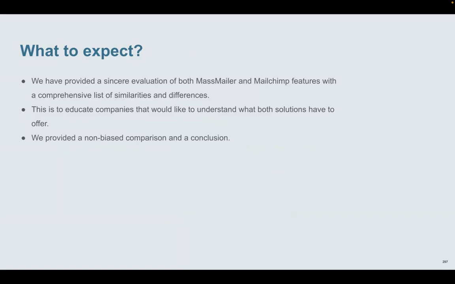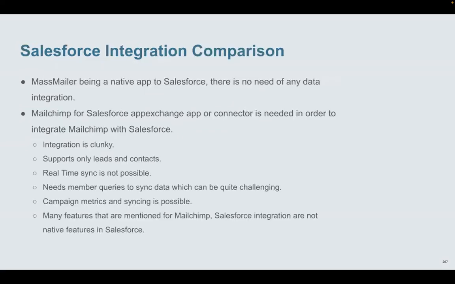Okay. So basically, by the end of this webinar, you will come to know our sincere evaluation of both products, MassMailer and MailChimp, some of the similarities and some differences as well. And we can educate you on the feature set in both solutions. It's a non-biased comparison, we are a respectable company here. And you will see what we have come to when it comes to comparing these two products.